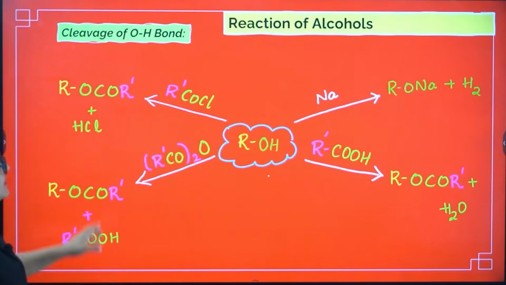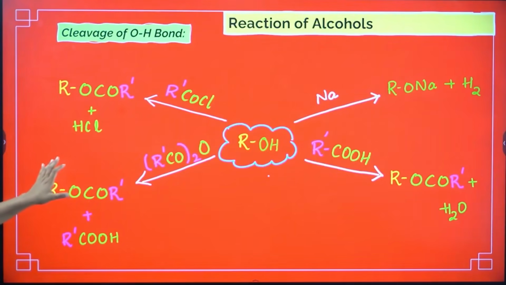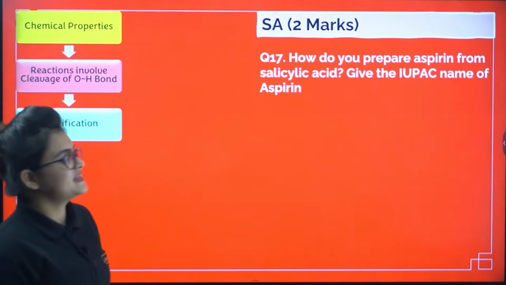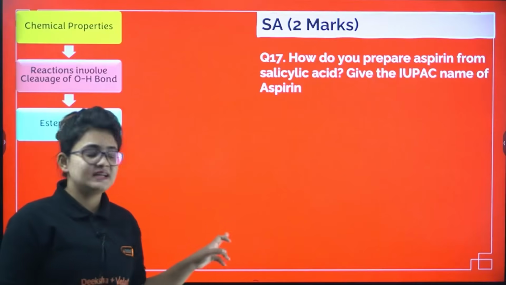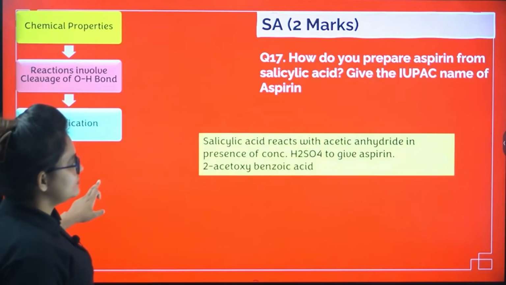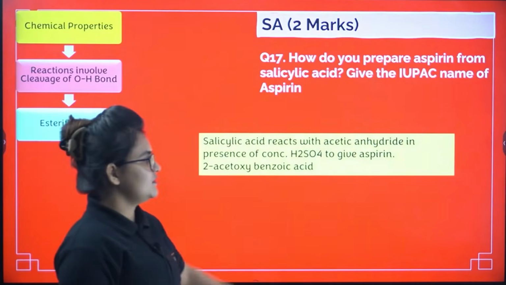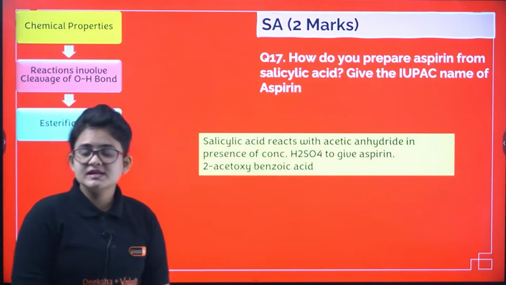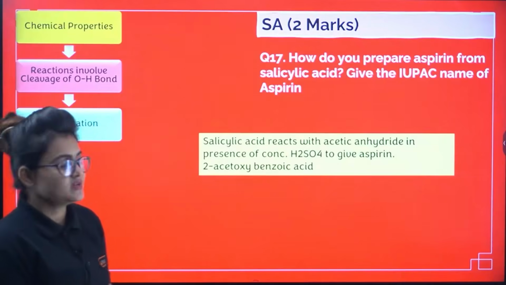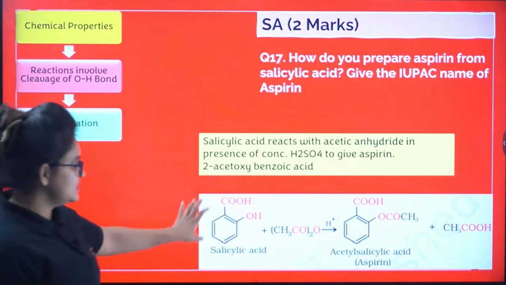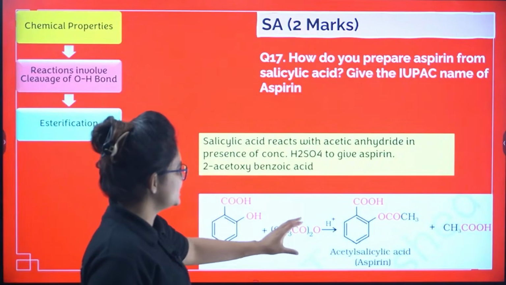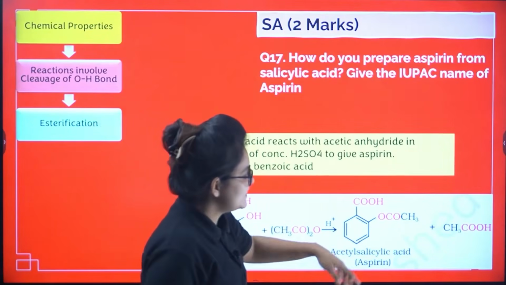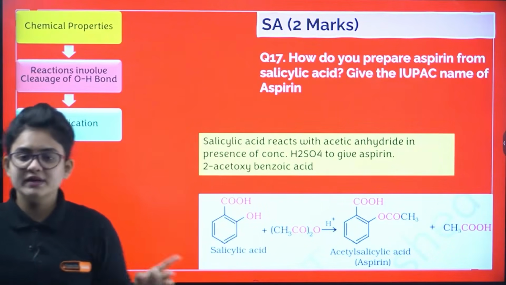Next, this is the cleavage of OH bond related reaction. Let's proceed. How would you prepare aspirin from salicylic acid? You have to undergo an acetylation reaction. If you give acetic anhydride in presence of H2SO4, it will form aspirin, and the IUPAC name of aspirin is 2-acetoxybenzoic acid. This is your salicylic acid, and if you treat it with acetic anhydride, it will prepare aspirin along with ethanoic acid.